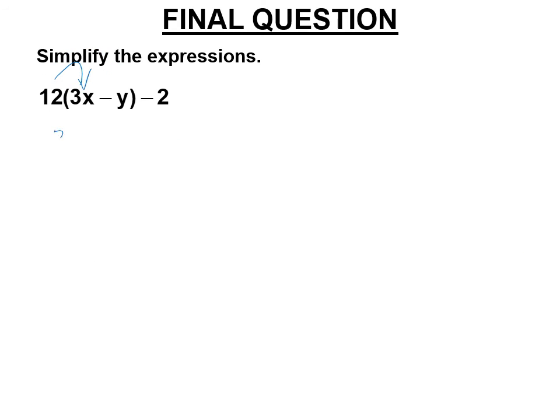12 times 3x is 36x. 12 times -1y is -12y. Do not multiply the -2, and that simplifies to 36x minus 12y minus 2.